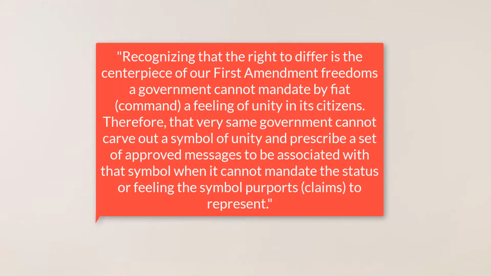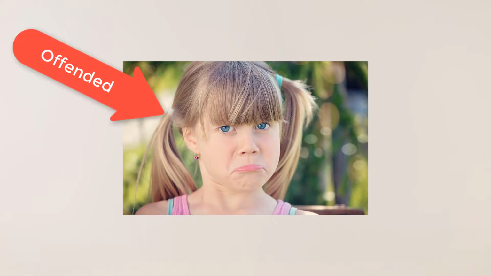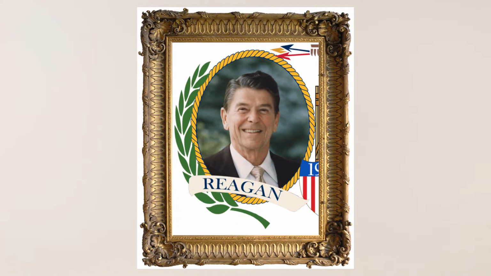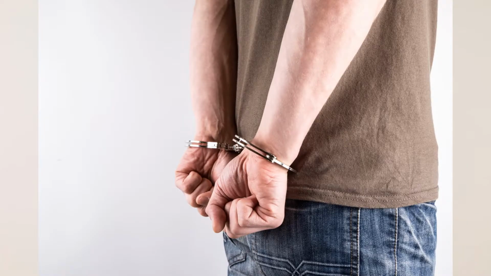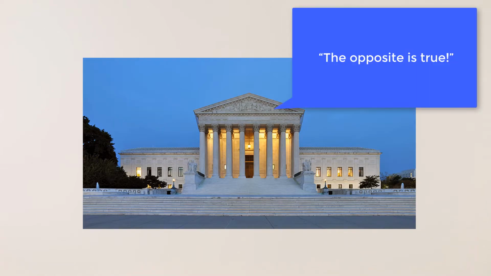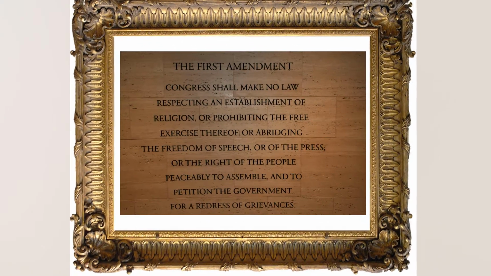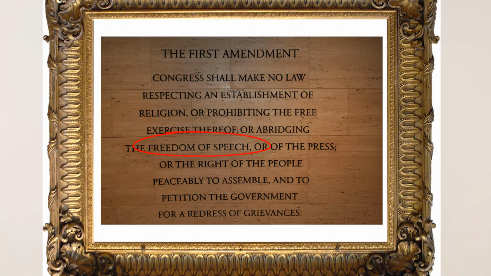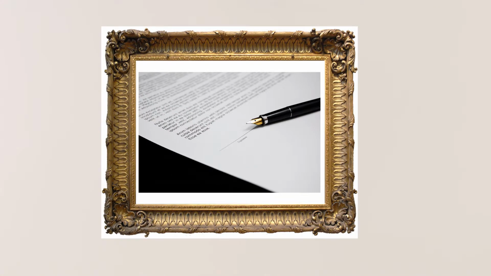The court also argued that the right to differ or disagree is a centerpiece of the First Amendment, and the government cannot make citizens feel united behind a symbol of unity, such as the flag. This means that just because some people were offended by Johnson burning a flag to protest President Reagan, it doesn't make it illegal. In fact, the court argued that the opposite was true. By being jailed for expressing his opinion, it was Johnson's First Amendment right to freedom of speech and expression that was being violated. The 4 justices who did not agree with overturning Johnson's conviction also wrote down their reasoning in the opinion.